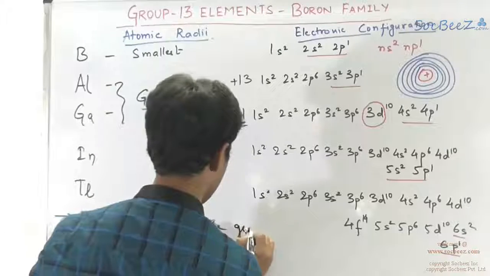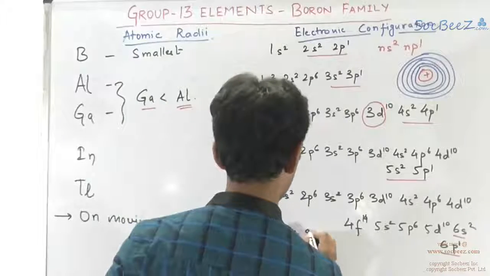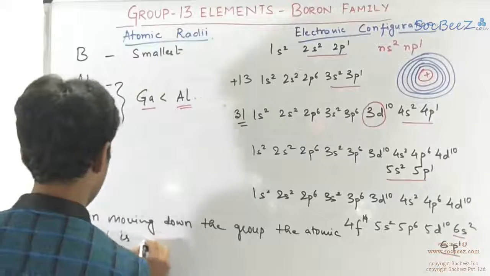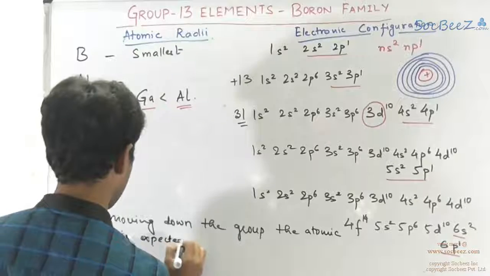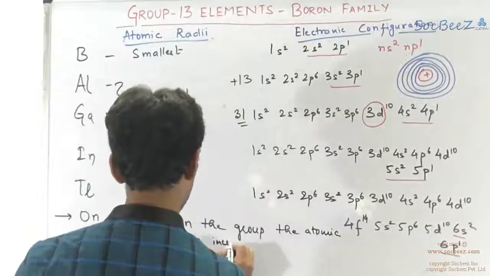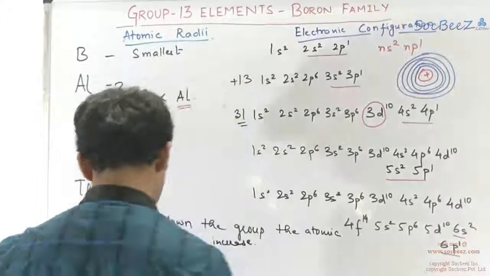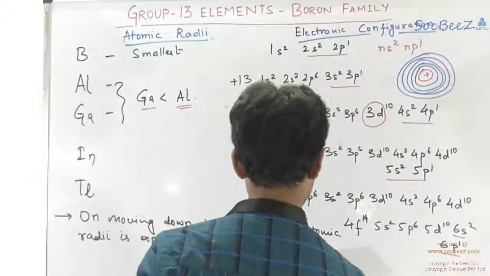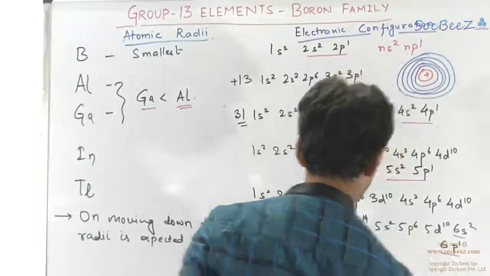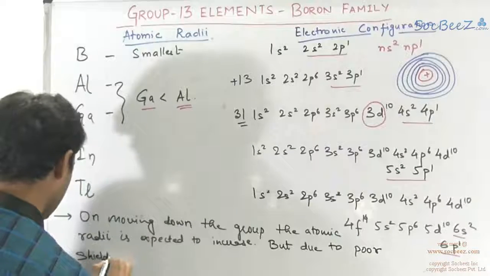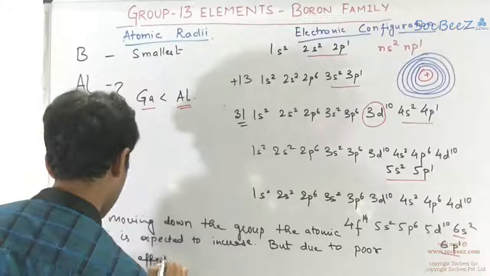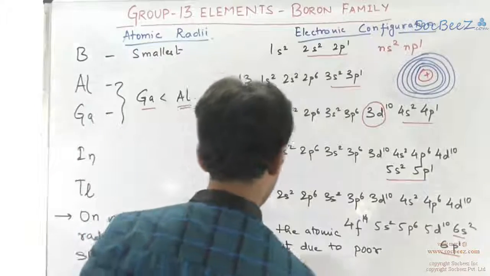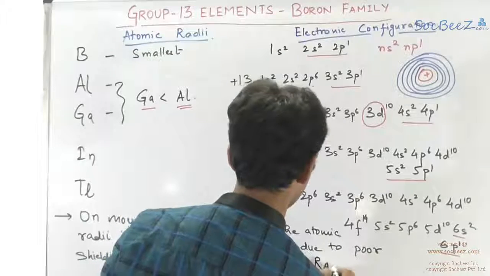On moving down the group, the atomic radii is expected to increase, okay, but due to poor shielding effect of d orbitals, radius of gallium is less than radius of aluminium.